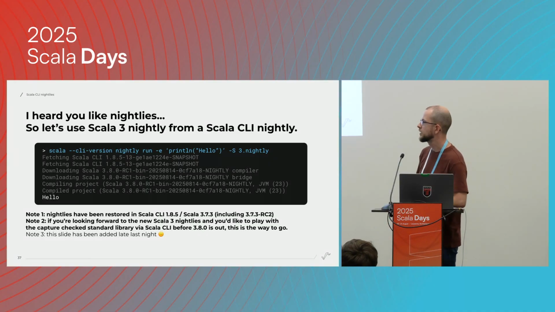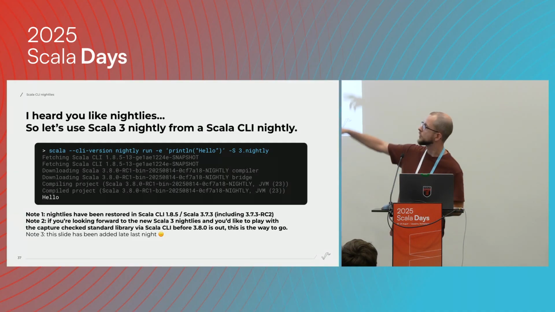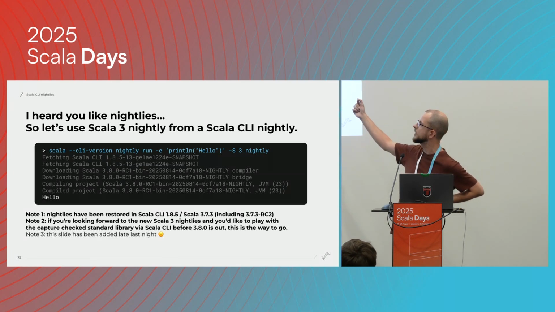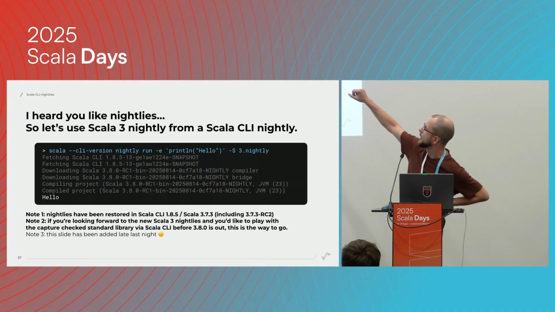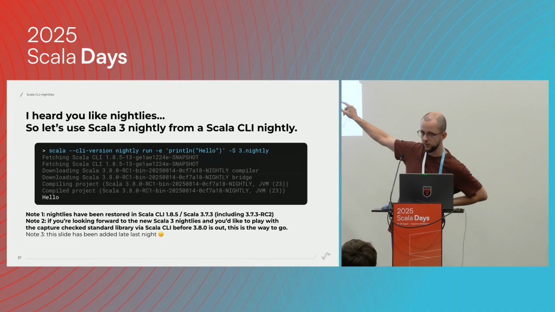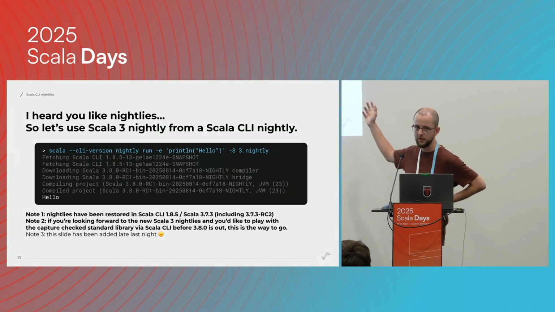When the new standard library support is added for Scala 3 nightlies, it will first be only available in the Scala CLI nightly. So look at this example. We use Scala CLI version nightly to get the latest Scala CLI. And for that, we run something and we pass 3.nightly as the Scala version. This will give you the nightly of Scala 3. But for that, you need the newest Scala CLI launcher, which is 185. And that's not in a stable Scala 3 version yet. It's in 3.7.3 RC2. So you have to be really motivated to do it, but hey, you can.